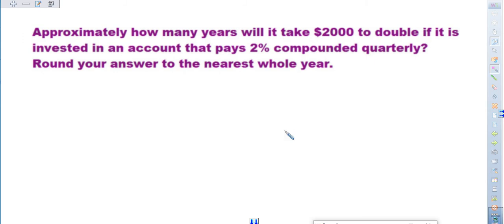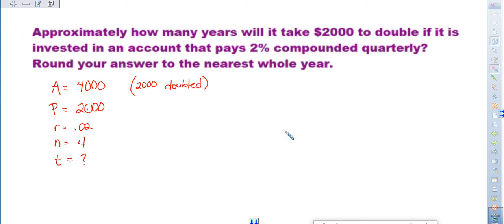Okay, so the first thing you're going to do is go ahead and label everything. Our ending amount is going to be $4,000 because that's $2,000 doubled. Our starting amount is $2,000. Our rate is 0.02. Our compounding is 4. And the time is the thing we don't know. Plug that into our formula.